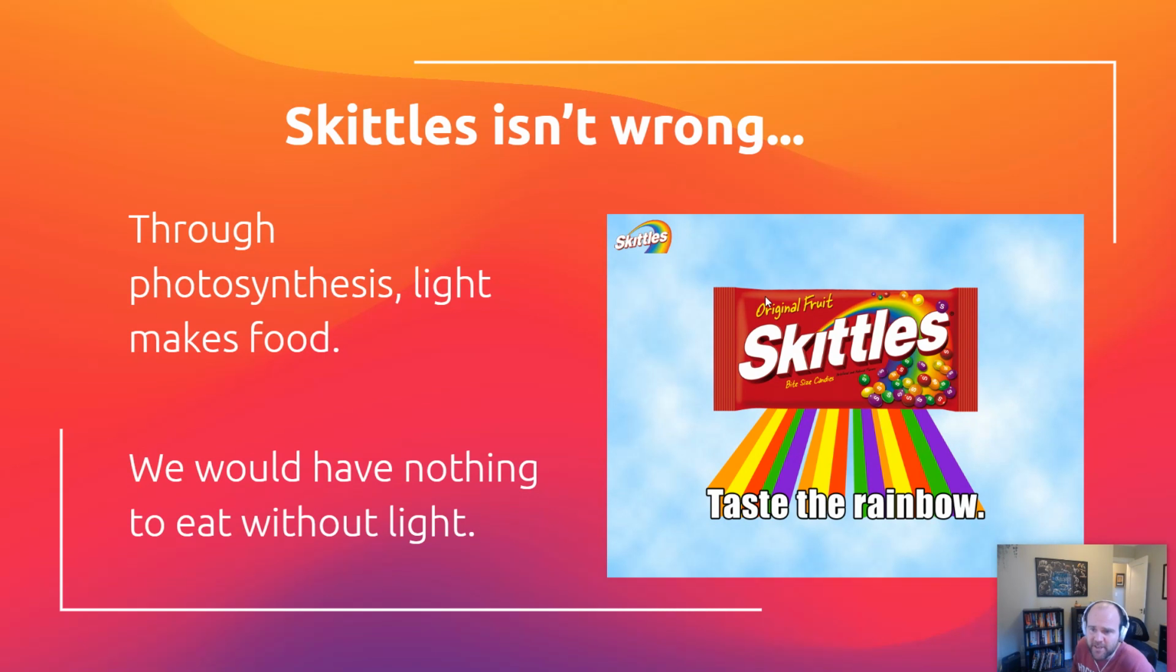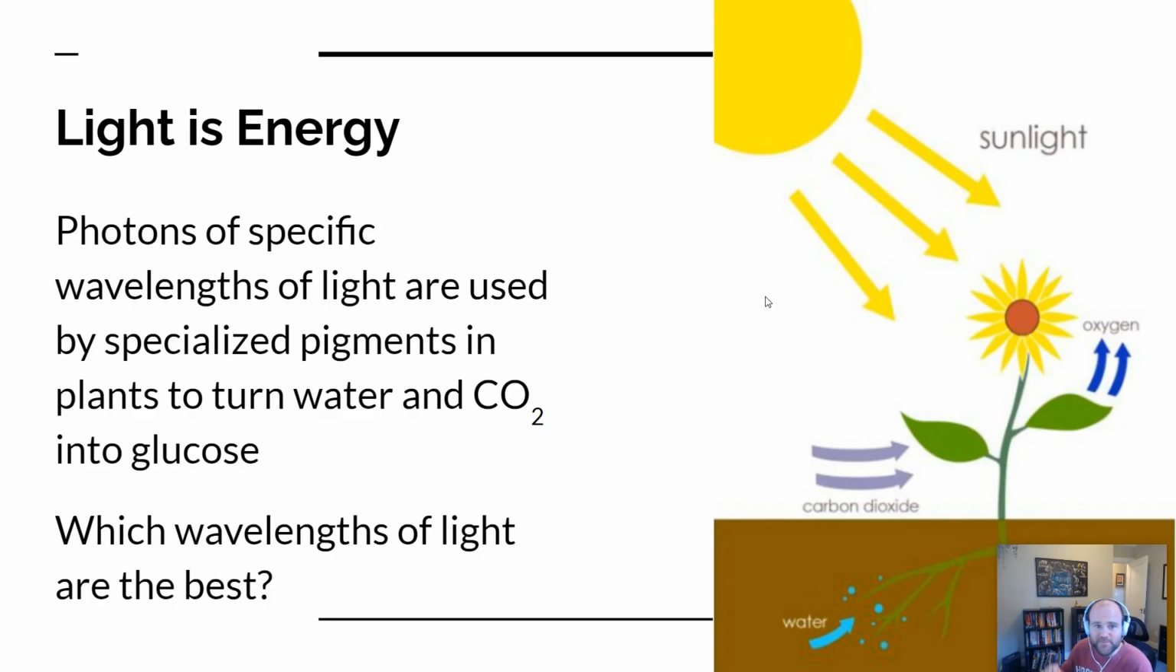All right, so how does all this happen? Well, let's first take a little bit of a look at light. So if you've ever seen a Skittles commercial where they mention taste the rainbow, they're not actually wrong. Because through photosynthesis, light is going to make food. And when light is refracted, it forms that visible light spectrum, or a rainbow. And because we would have nothing to eat without light, since plants are utilizing light, and if you eat animals, they eat plants, so indirectly you are tasting the rainbow every time you eat some food, not just with Skittles.